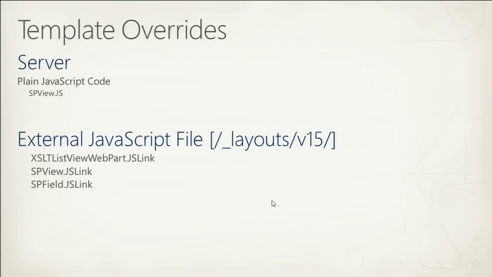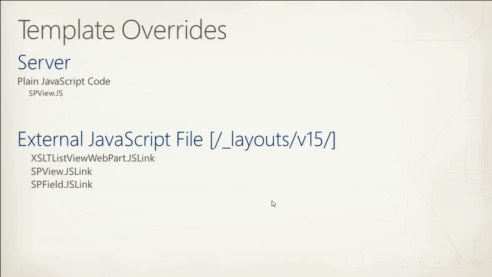Okay? And in the same sense, anywhere where you would have found an XSL link property, you now find a JS link property. The JS link property is there for you to say, hey, in the case of the XSLT list view web part, for this particular instance of a list view, I want you to download this extra code, which will contain my overrides. SPView.JSLink, that would be for the view object. So every time that view is instantiated, I want you to include that file.